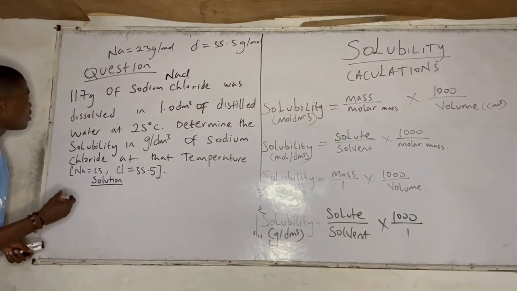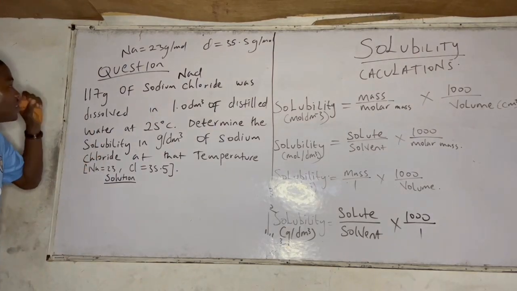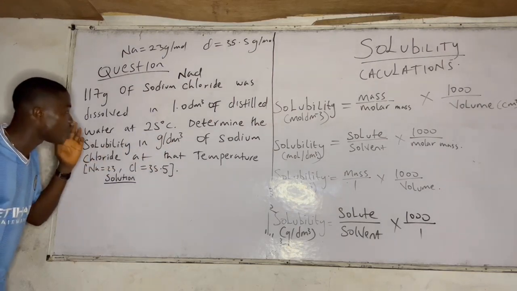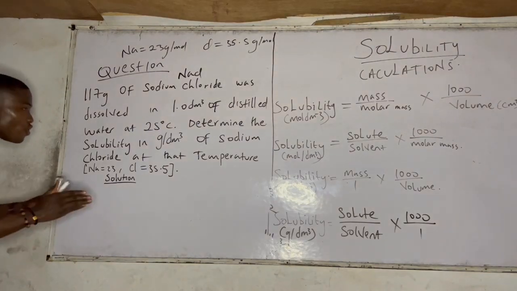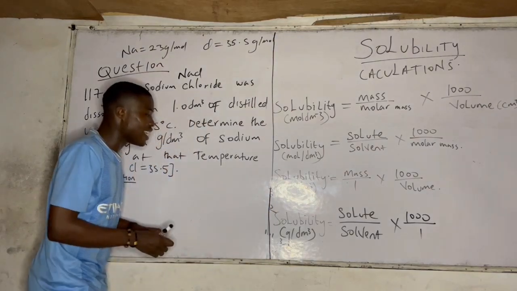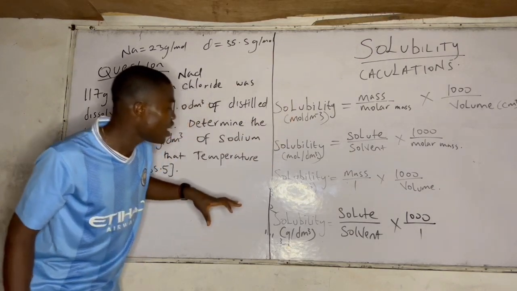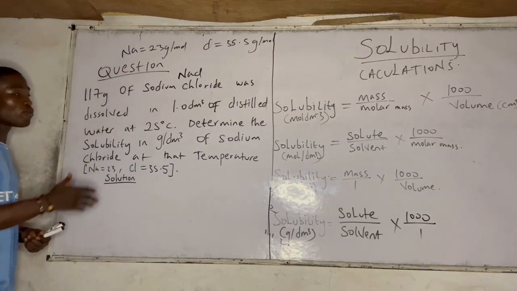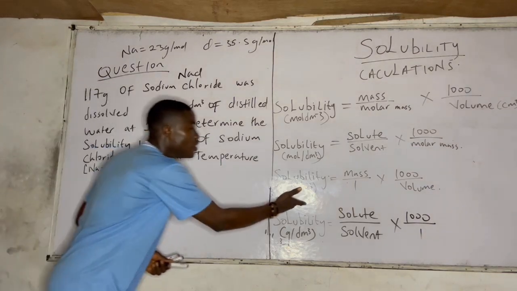Alright, the previous question was to calculate the solubility of this same salt in moles per dm³. But now the question is to calculate the solubility in grams per dm³. Same question but different calculation. As already established, the solubility in moles per dm³ is given with the first two formulas, and the solubility in grams per dm³ is the second formula. Now, identify your given or your known, then you can solve for the solubility, which is your unknown.